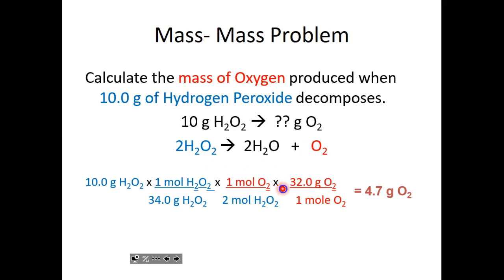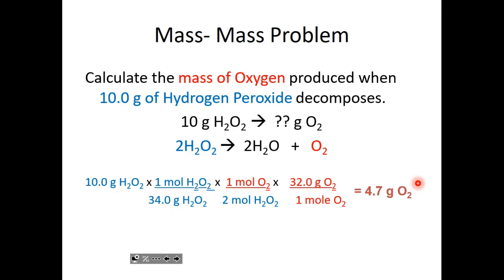And then we multiplied by the molar mass of oxygen. Don't forget, oxygen is O2, it's diatomic, so you have to take the molar mass of oxygen times 2, so 16 times 2, which is 32. So if you've got it set up correctly, then make sure that you're doing the math correctly. Multiply by whatever's on the top, divide by whatever's on the bottom. You should end up with 4.7 grams.